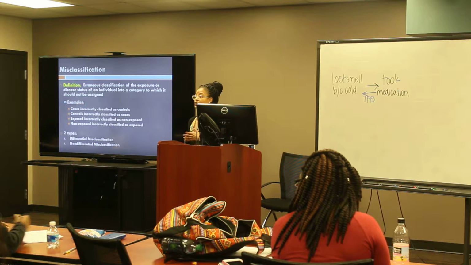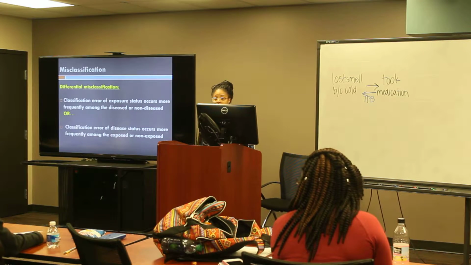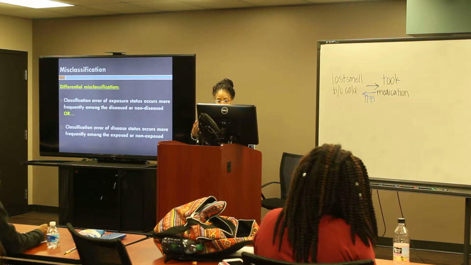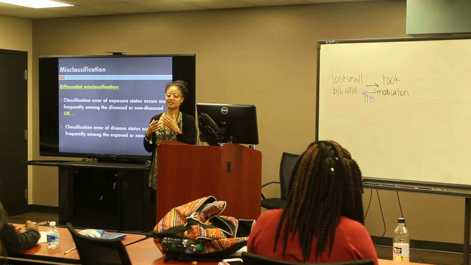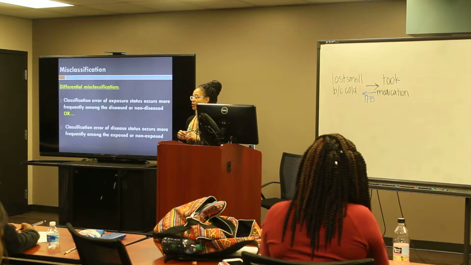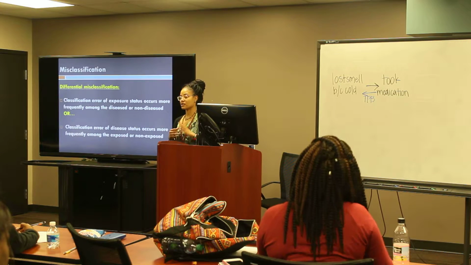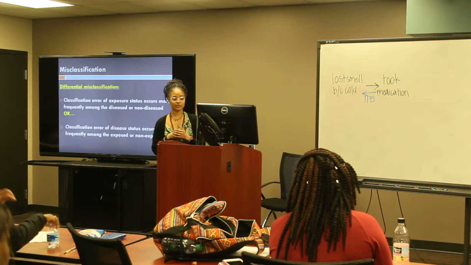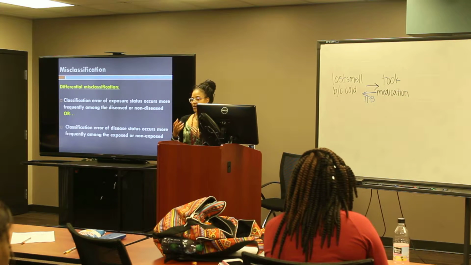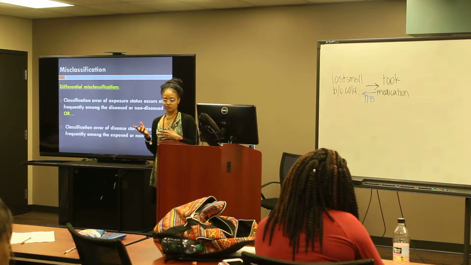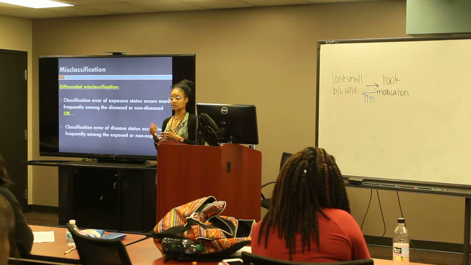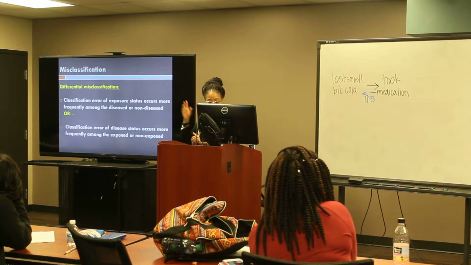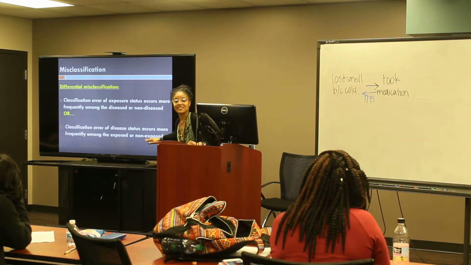Let's talk about the first one, differential misclassification, correct? With differential misclassification, sometimes you can be more accurate in one group compared to the other group. You're going to see what I mean by that. So here, you're more accurate in one group versus the other group, and that could be disease, non-disease, exposed, non-exposed.